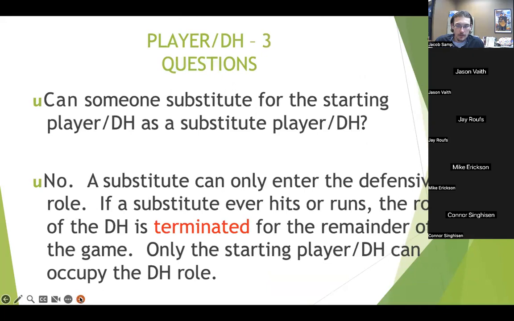So can someone substitute? What this question is asking is, if you enter them as both the player DH, can you still make a new player DH? And the answer is no. The substitute is only allowed to enter on the defensive side of the lineup. If they enter the game offensively, then the role of the DH would be terminated. This is the substitute, not the player DH.